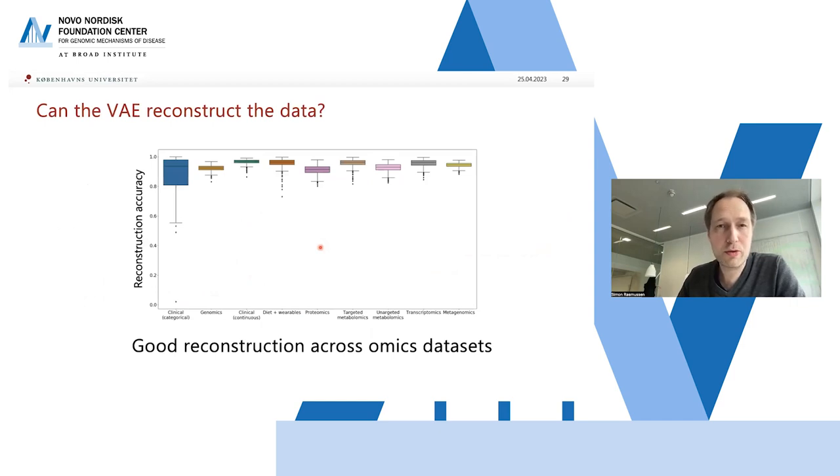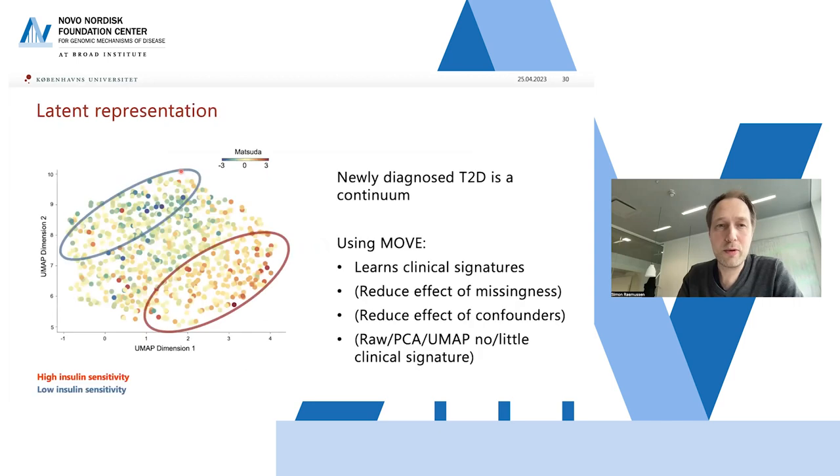First, we want to see, can we actually learn the data using a VAE? I show here the reconstruction accuracy, so this is how accurate the reconstruction is coming out of the autoencoder at the end, on a held-out test set part of the data. And you see here that for each of the different data sets, it is really good at reconstructing the individual data sets. Similarly, we can look at the latent representation. So here, this is a UMAP of the latent representation.